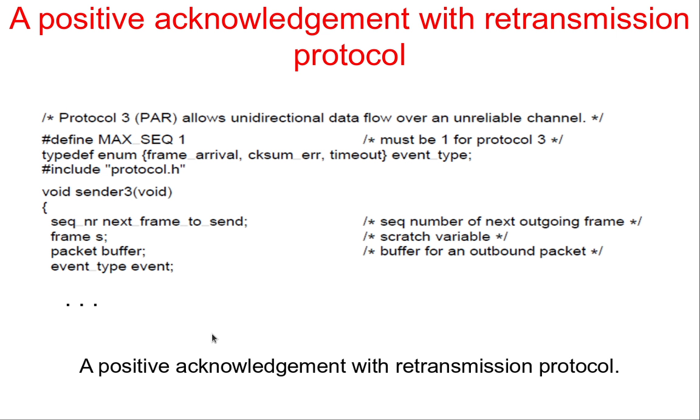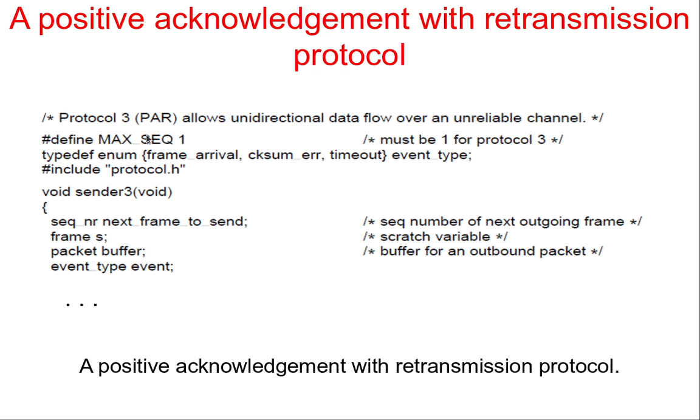So the third version is a positive acknowledgement with retransmission protocol. Here, this is once again unidirectional. This allows unidirectional data flow, but the channel is now assumed to be unreliable. So here the max sequence is defined to be 1.